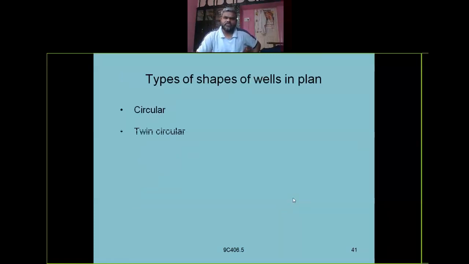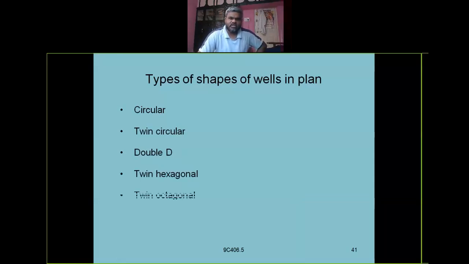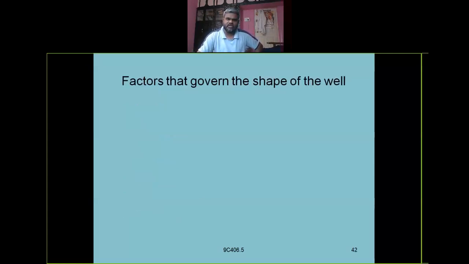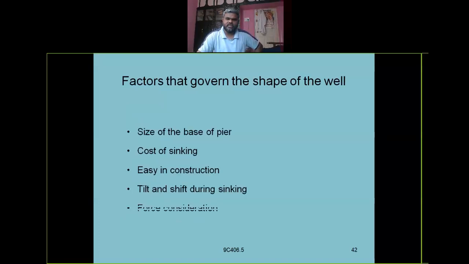And types of shapes of well foundations are circular, twin circular, double D, twin hexagonal, twin octagonal, and rectangular. These are the different types. And factors affecting the shape of the well foundation are size of the pier, base of the pier, cost of sinking, ease in construction, tilt and shift during the sinking, and force consideration.